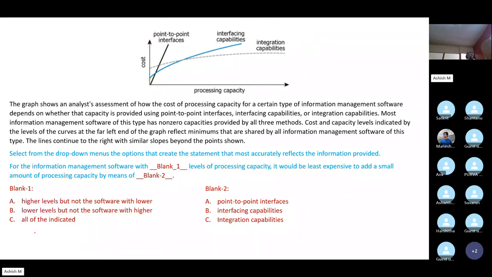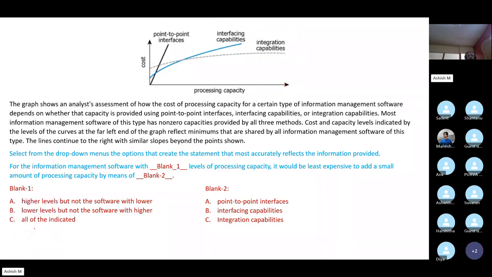Let's look at higher levels of processing capacity. Now, I think at the higher levels, it should be clear. And I mean, there's no specific point, but let's say this is a higher level. Now, at higher levels of processing capacity, tell me the slope, right? Is that the least for this, or this? Tell me, guys, the slope is least for which one? Integration capabilities, right? At the higher level. Agreed?